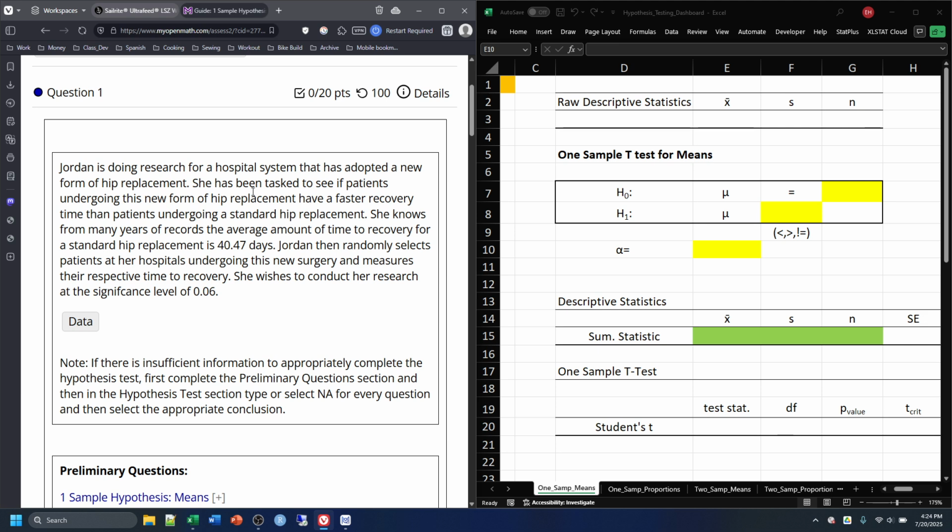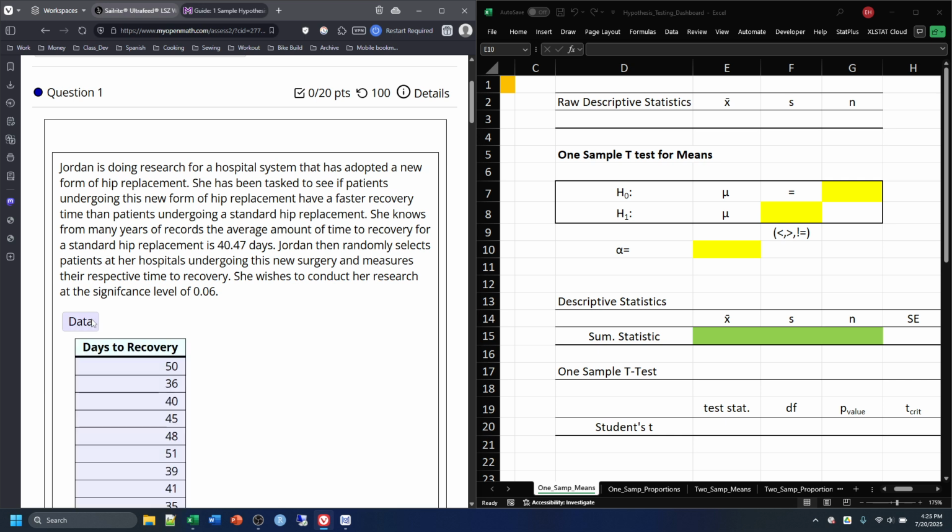She knows from many years of records that the average amount of time to recovery for a standard hip replacement is 40.47 days. Jordan then randomly selects patients at her hospitals undergoing this new surgery and measures their respective time to recovery. She wishes to conduct her research at the significance level of 0.06.